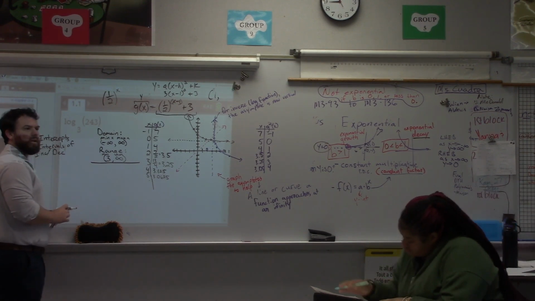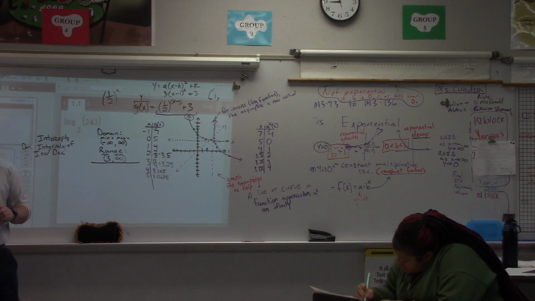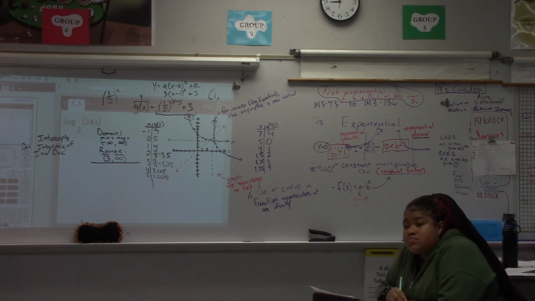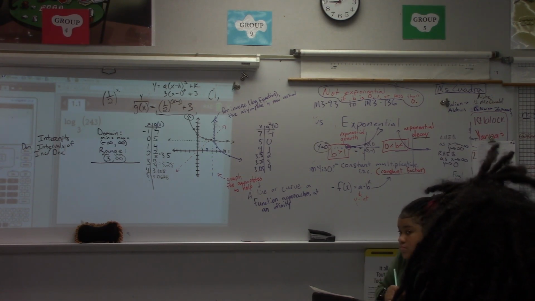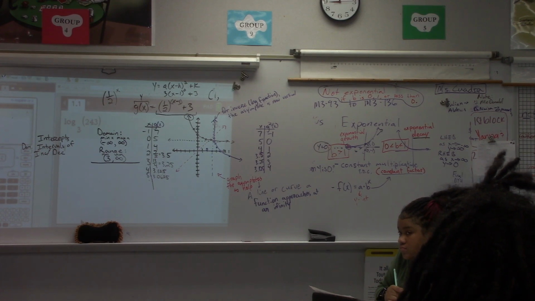Kyson, how many ends does every graph have? How many? Ends. 2. Why? Can you come circle the 2 for me for the exponential? I believe they're on the x and y axis though.